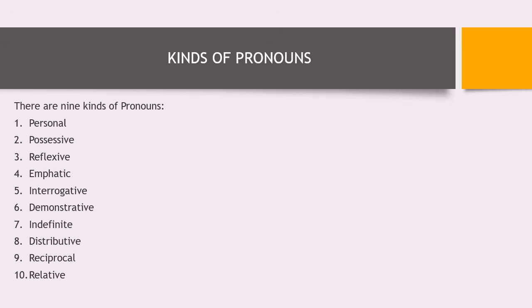There are 9 kinds of pronouns. Personal pronouns, possessive pronouns, reflexive pronouns, emphatic pronouns, interrogative pronouns, demonstrative pronouns, indefinite pronouns, distributive pronouns, reciprocal pronouns, relative pronouns. Each of these types have been explained in detail in the next few slides.